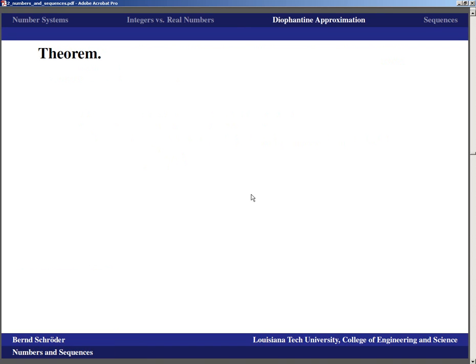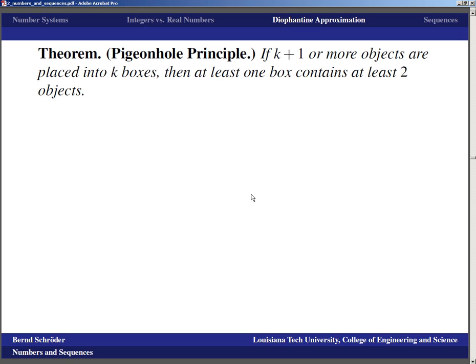And we move on. Now we're talking about Diophantine approximation, which, if you want a really lax definition of it, is anything that uses integers to approximate stuff that doesn't work with integers. And the pigeonhole principle is not among it. The pigeonhole principle will be a lemma for what we're going to prove, which is one of Dirichlet's theorems. So, what is the pigeonhole principle? If you've got k plus 1 or more objects and they are placed into k boxes, then at least one box contains at least two objects.